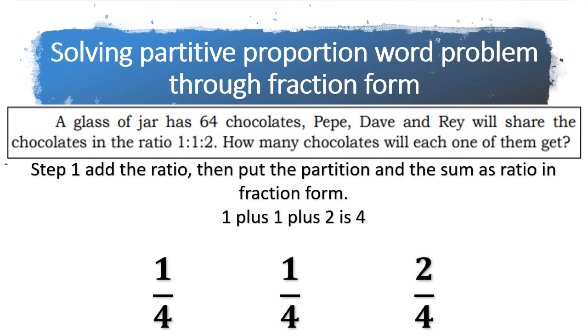Step 1. Add the ratio, then put the partition and the sum as ratio in fraction form. 1 plus 1 plus 2 is 4. So the ratios are the following. 1:4, 1:4, and 2:4.